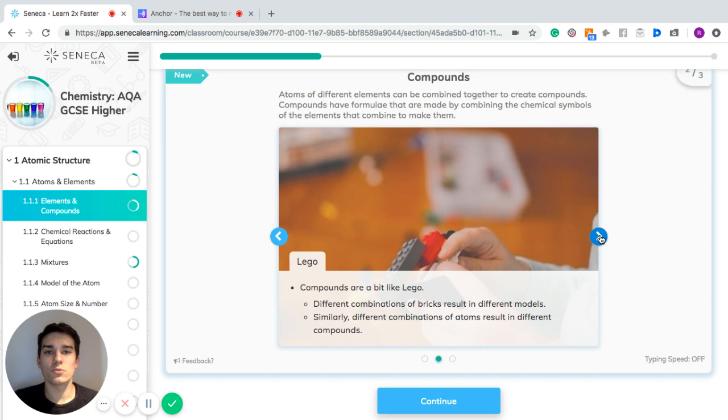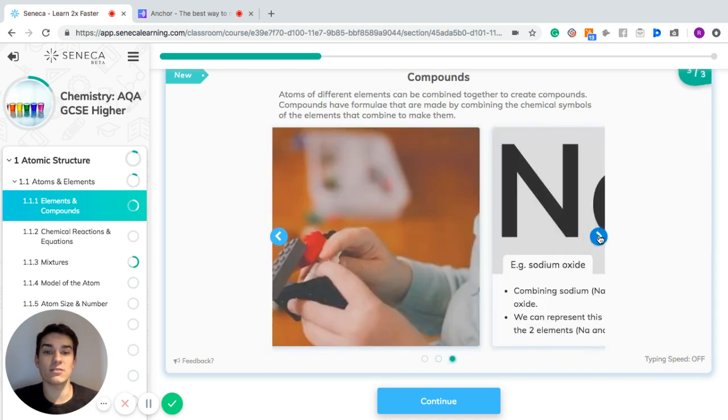So, for example, to think about how this works in real life, think about Lego. Compounds can be thought of a bit like Lego. Different combinations of bricks come together to result in different models. In the same way, different combinations of atoms can result in different compounds being made.